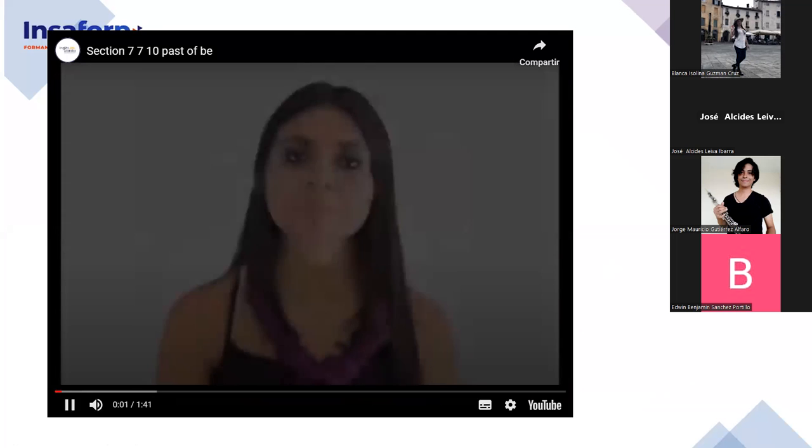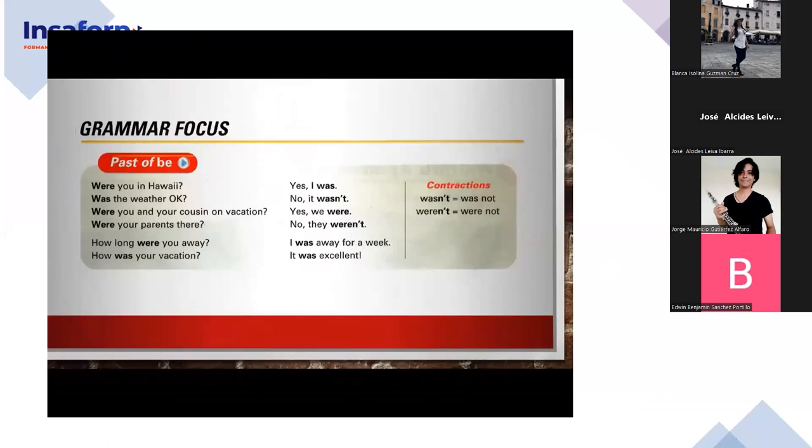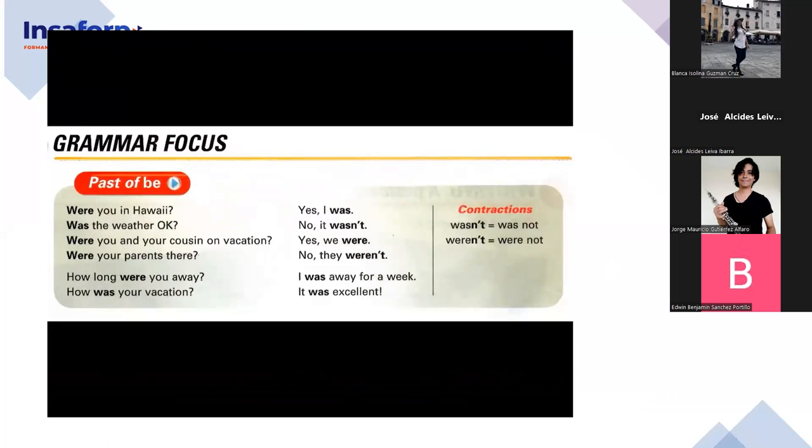In this session, participants will study the past of be. Questions and short answers will be taught. Hello, nice to have you back. I'll make reference to the past of the verb be. Let's start. Past of be. Were you in Hawaii? Yes, I was. Was the weather okay? No, it wasn't. Were you and your cousin on vacation? Yes, we were. Were your parents there? No, they weren't. How long were you away? I was away for a week. How was your vacation? It was excellent.